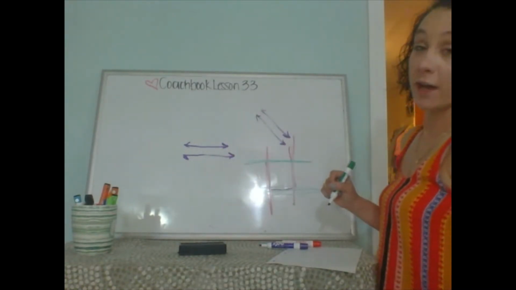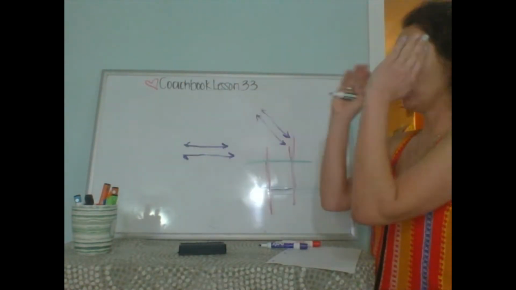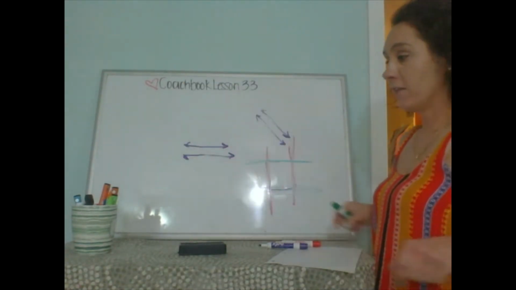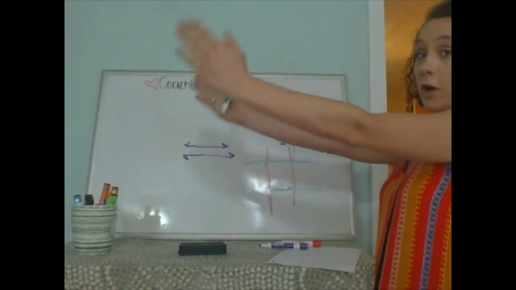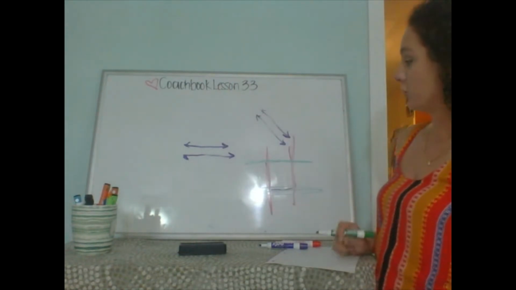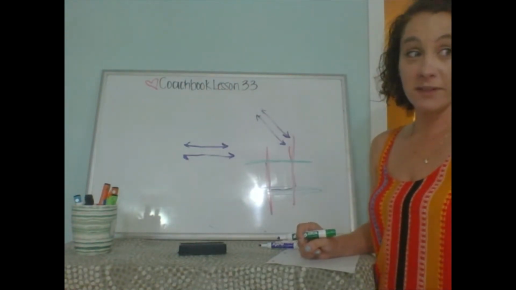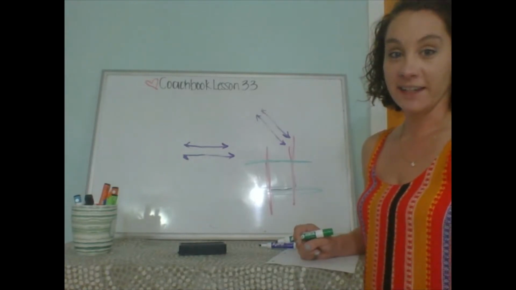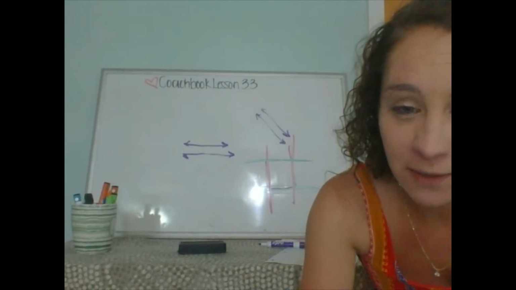And I told a lot of my students this week that I spoke with, think about it like railroad tracks. If you were looking down a railroad track, those metal pieces that run along the railroad track, they go on and on forever and they're never going to touch. So that was just a quick review, but we are going to jump into the Coachbook now and look at lesson 33. So if you don't have your book, go ahead and pause this video and grab that.